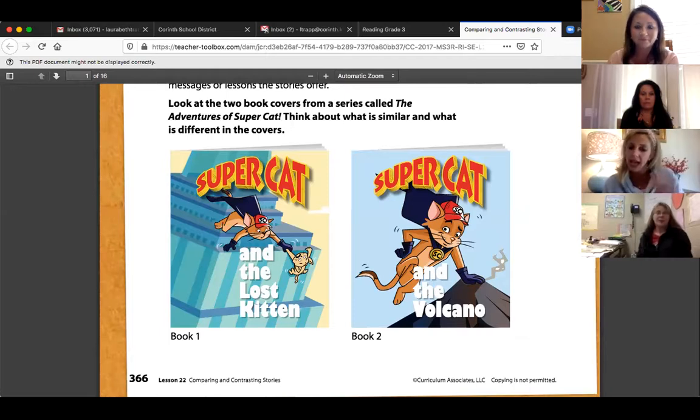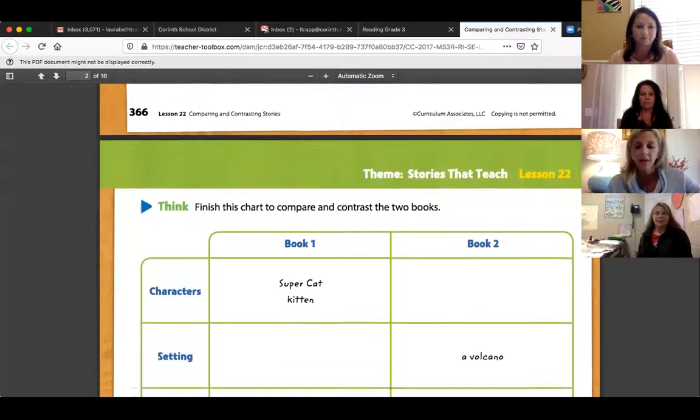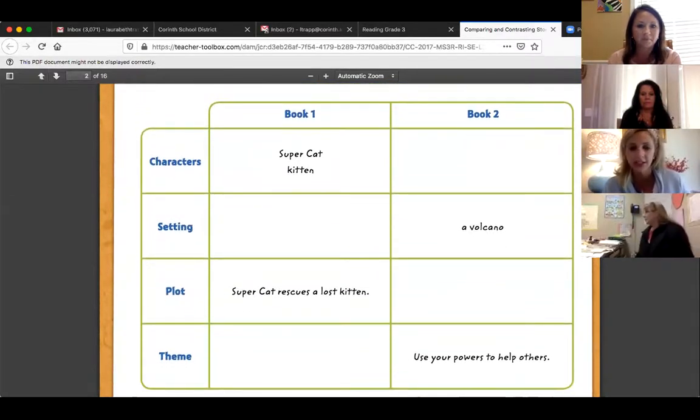Now you should have had some time to look at the similarities and differences. Okay, so we will use this to refer to as we're filling out our chart. Now, if you turn to page 367, you're going to see this graphic organizer. And I love a graphic organizer because this is a way to organize our information. Everything's right here in front of you. That way it's organized. So over here on this left-hand side, you're going to have your characters, your setting where the story takes place, your plot, and your theme.